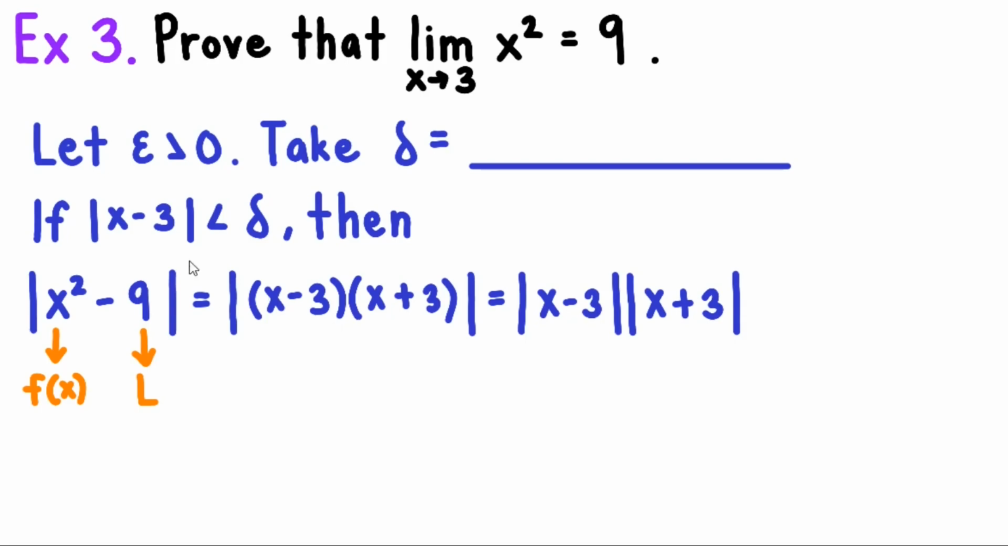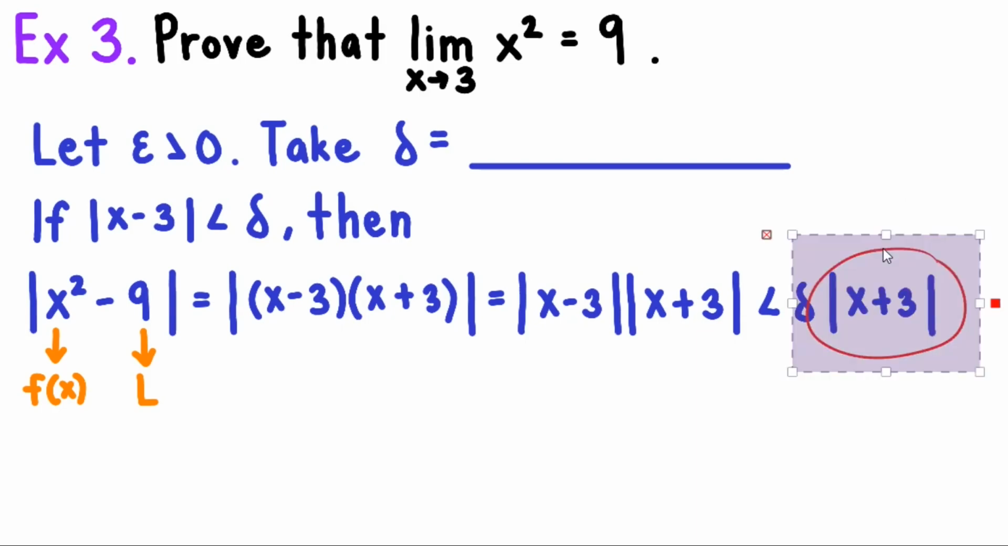In here, we can use again this bound out here. So we know that this one is less than delta. This means that this whole thing out here is less than delta times the absolute value of x plus 3. Our problem this time is the absolute value of x plus 3. We need to find an upper bound for this one.